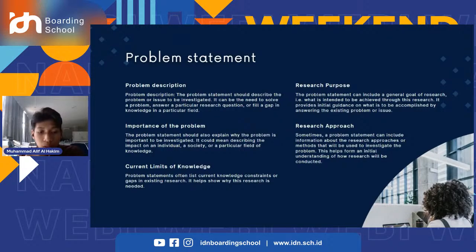The problem statement should also explain why the problem is important to be investigated. It could mean describing the impact on an individual, a society, or a particular field of knowledge. And the third, current limit of knowledge. A problem statement often lists current knowledge concerning or gaps in existing research. It helps show why this research is needed.